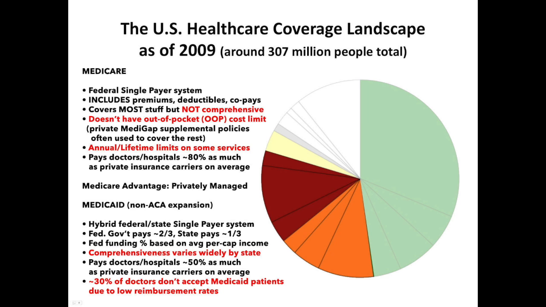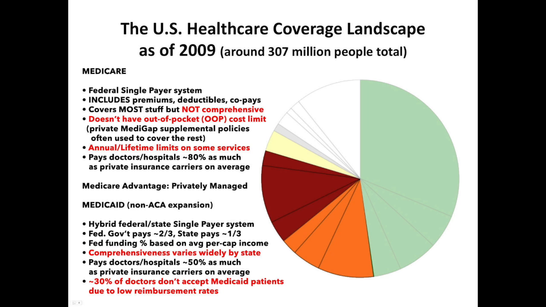Medicaid is also a single-payer program, but it's a bit more complex, with pre-ACA enrollee funding being split about 2 to 1 between the federal government and the states. This ratio varies depending on the average per capita income of the state. The comprehensiveness of Medicaid programs varies from state to state, with some being generous and others not so much. Medicaid generally reimburses providers even less than Medicare, with doctors and hospitals receiving on average about half as much as privately insured patients, although again this varies widely by state and service.